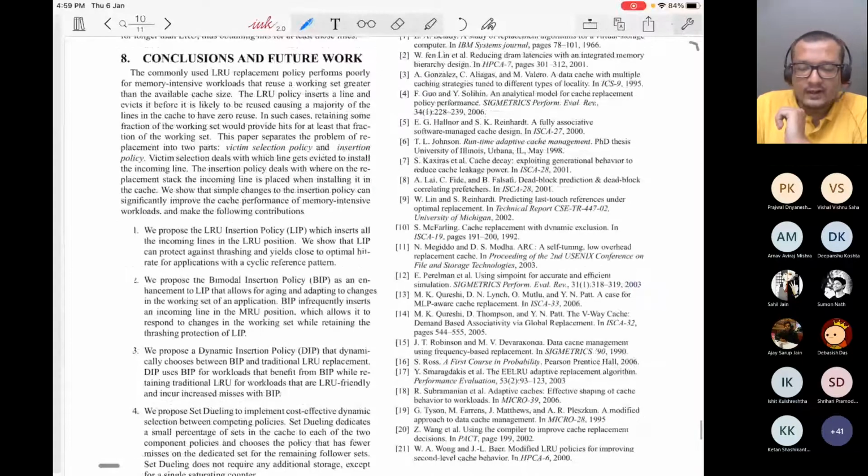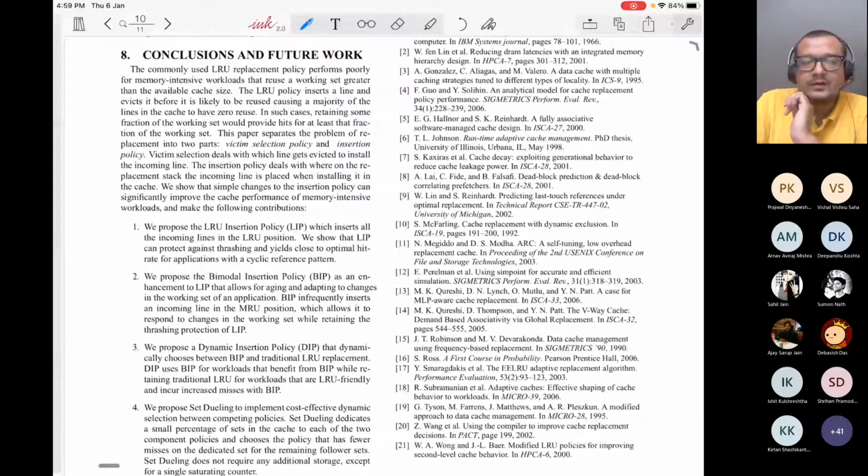Okay, sir. But mostly in 99.99% of the papers, you will find that there won't be any analytical modeling, or any equations that defend their claim. It's completely empirical. Okay.